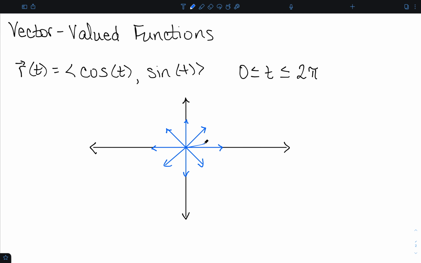And as we keep filling in more and more values and keep plugging in different values, we can see that we are actually going to map out a circle. And my drawing isn't perfect, but this should end up being a circle. If I think about all of the terminal points of these vectors for different values of t, we would end up with a circle.